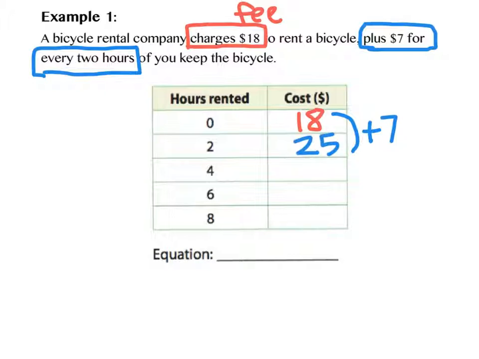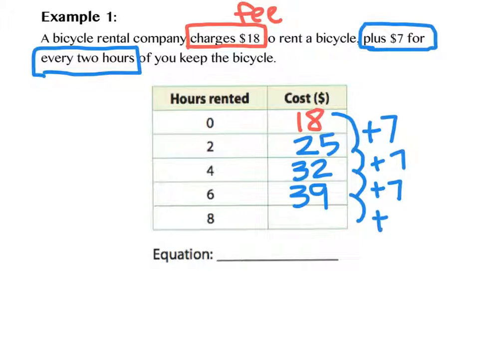I need to keep doing the same pattern again. Add $7 more. 25 plus 7 is 32. 32 plus 7 is 39. And 39 plus 7 is 46.